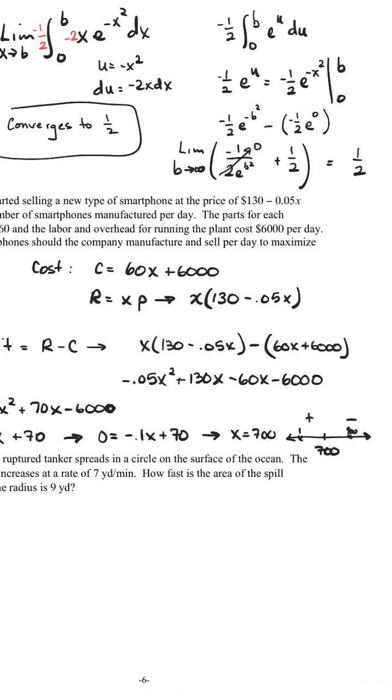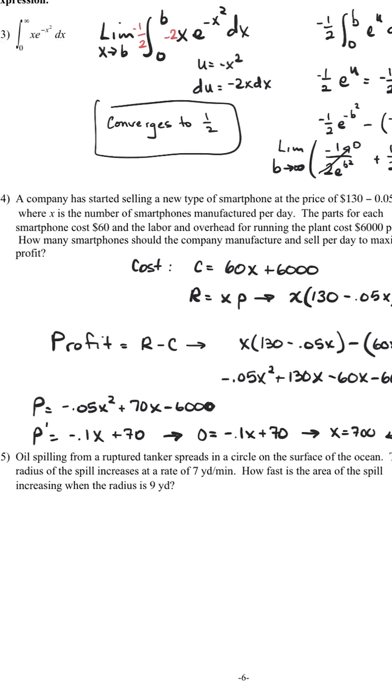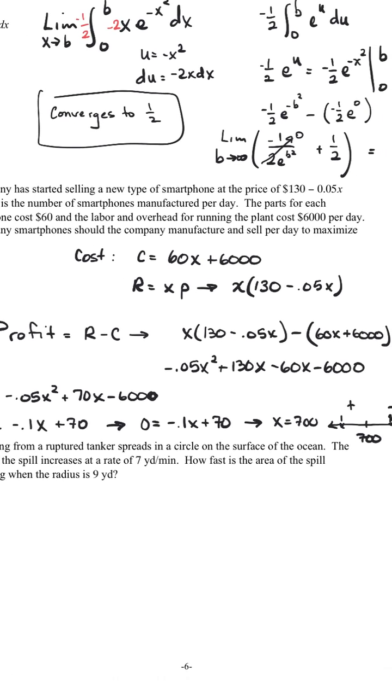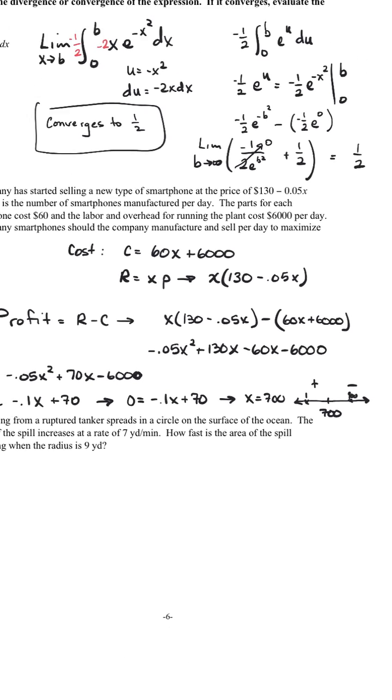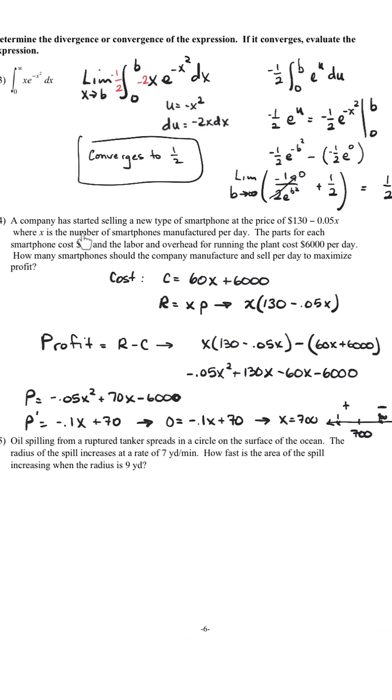The question is, how many smartphones should the company manufacture and sell per day to maximize profit? X represents number of smartphones. And the question is how many smartphones. So what they're asking us to find is X. We've proven that X is a maximum value. So the answer is 700 smartphones. If they produce and sell 700 smartphones per day, they're going to maximize their profit.